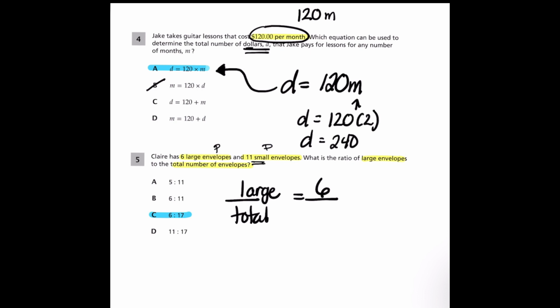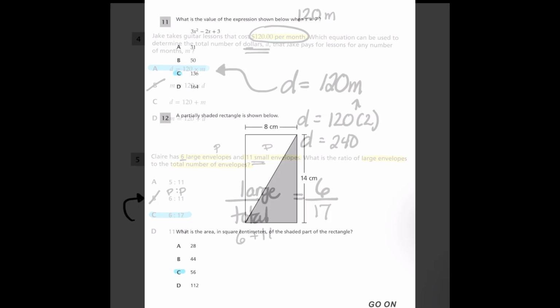So if I were to add the small plus the large, I would get 17 total. And that's my ratio. Again, there's a distractor here. It's right here, 6 to 11. They're counting on kids to just see those 2 numbers, 6 and 11, and say, oh, the ratio is 6 to 11. But that would represent a part to part ratio, where this is a part to whole ratio. All right, hit pause and jot this down into your notes.